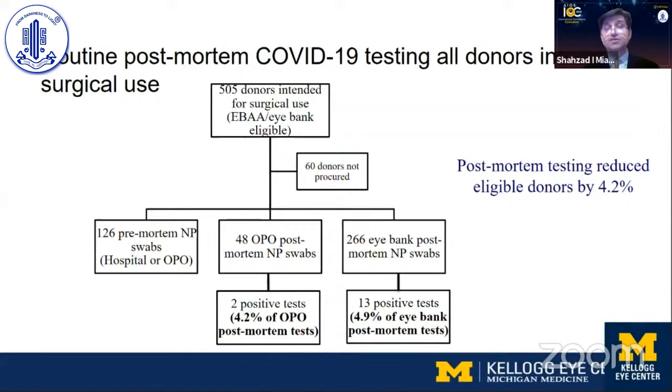Of these, 60 donors were not procured for other reasons than COVID rule-outs. 126 of these had pre-mortem nasopharyngeal swabs performed at the hospital or the organ procurement organization. 48 received post-mortem nasopharyngeal swabs performed by the organ procurement organization, and 266 had testing done through the eye bank itself. Of these, 15 tested positive for a percentage of 4.2%.